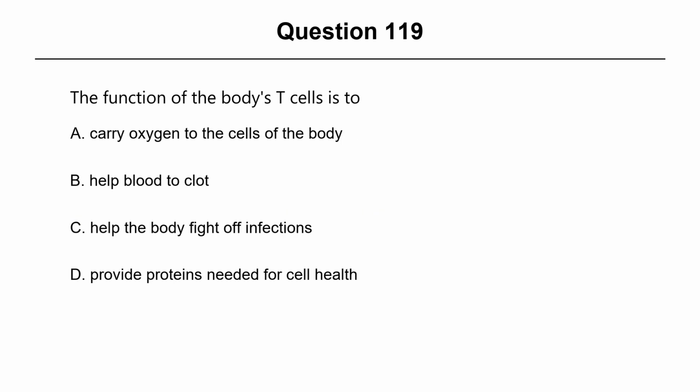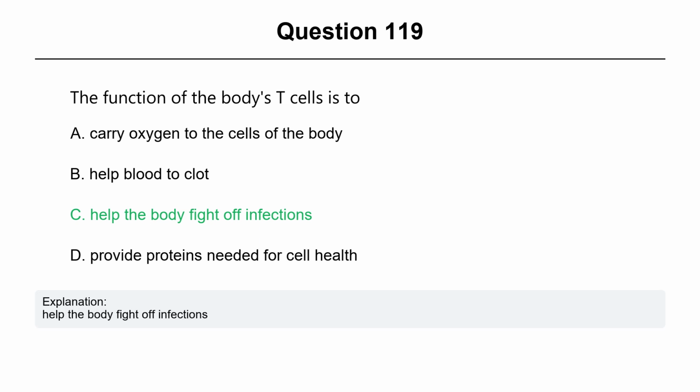Question 119. The function of the body's T cells is to Option A, carry oxygen to the cells of the body. Option B, help blood to clot. Option C, help the body fight off infections. Option D, provide proteins needed for cell health. The correct answer is option C, help the body fight off infections.